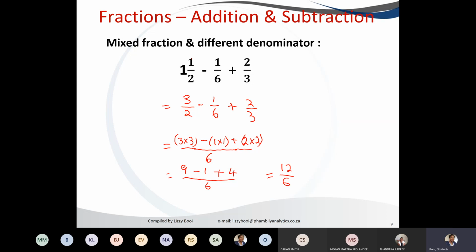And this is still not the lowest form of this fraction, because 6 can divide into 12 and 6 can go into 6. Therefore, 6 goes 1 time into 6, and it goes 2 times into 12. And the answer will be 2 over 1. And because this is divided by 1, any number divided by 1 you can write as itself. So the answer will just be 2.